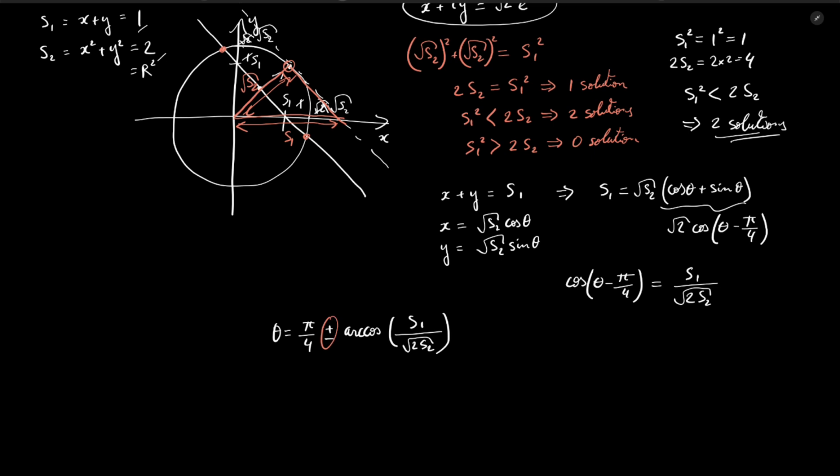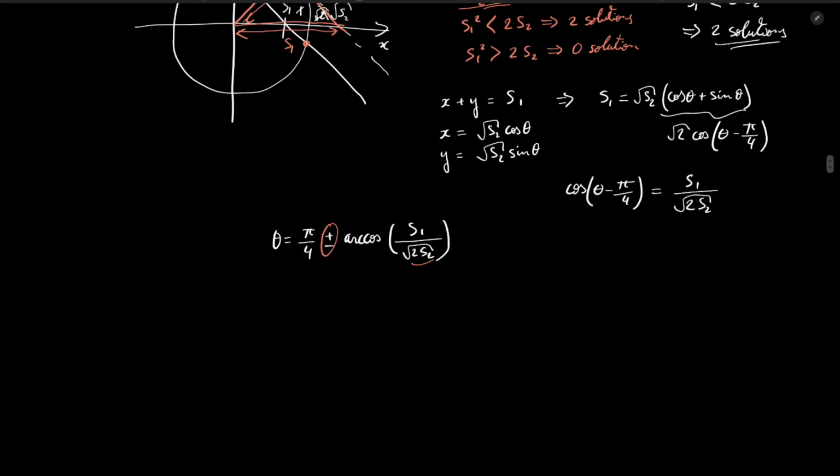If we were at the extreme case where 2S2 is equal to S1 squared, this value would be equal to 1, and arc cosine of 1 is equal to 0. So in that case, plus or minus 0 will be the same solution, which would be theta equal to pi over 4.